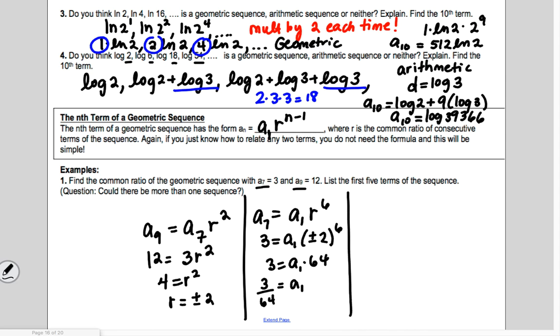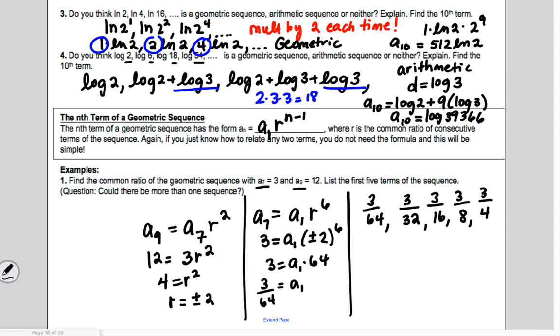So if I'm listing the first 5 terms, I'm going to start with a1, which is 3 over 64. And then I'm going to multiply by 2. When I multiply by 2, what's my denominator become? It's still 3 over something. 3 over 32. And then 3 over 16. And then 3 over 8. And then 3 over 4.